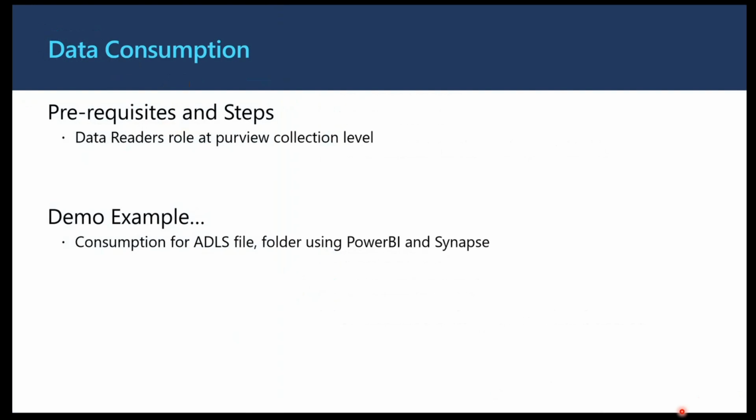Really, it's the data reader role. It is the lowest role within the Purview collection level, and it allows you to explore that specific collection. When you find the nuggets of gold that you want to include in your analytic report, you'll be able to request that specific access. We'll be demoing this through Azure Data Lake, and when we access Azure Data Lake resources, we'll be demonstrating the access part of it, the consumer part of it, within Power BI as well as Synapse.